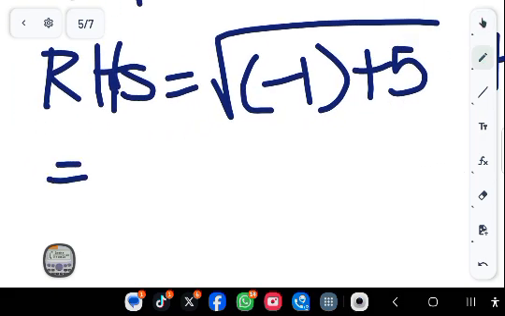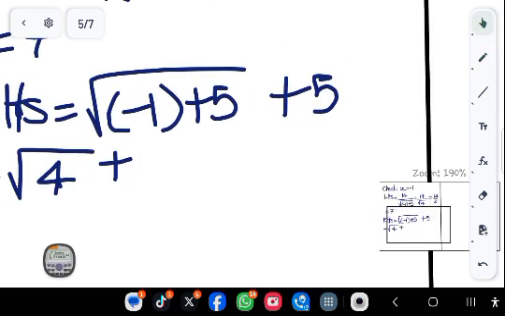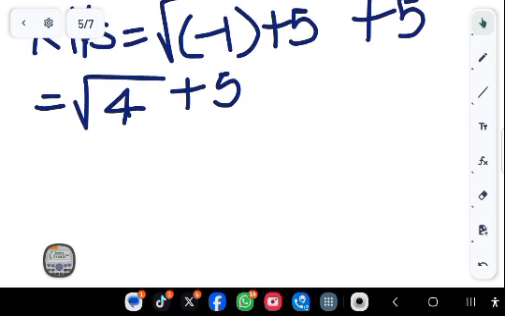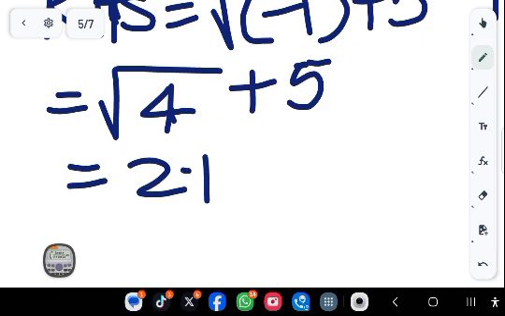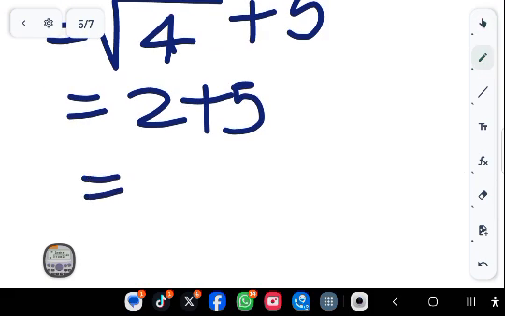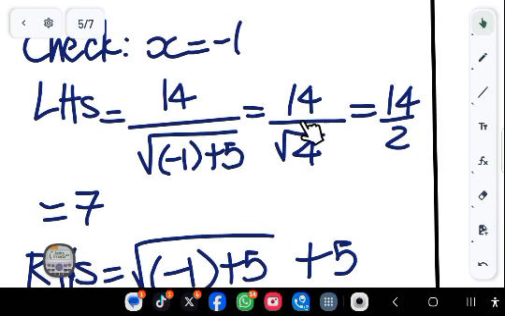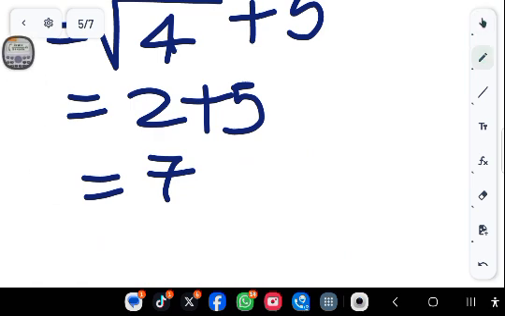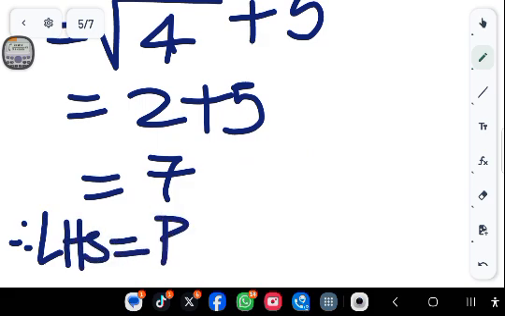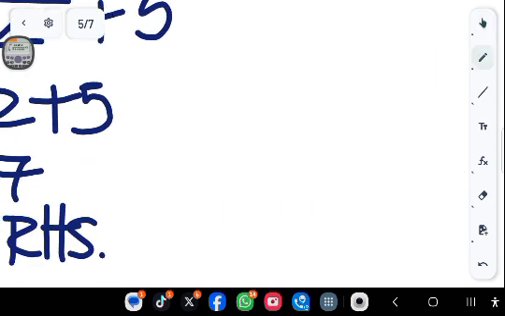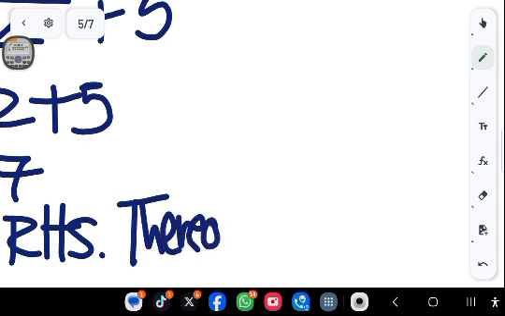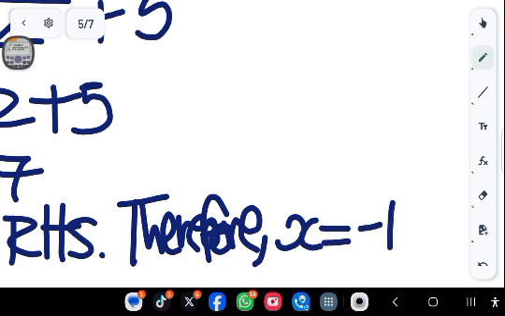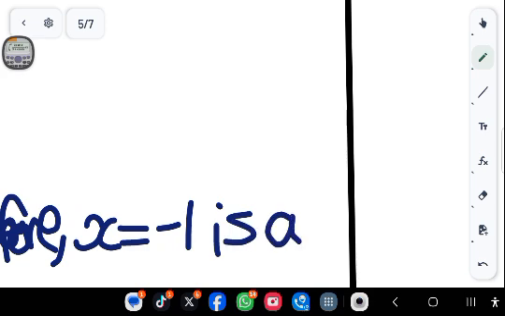So that is equal to square root of negative 1 plus 5, that is 4, square root of 4 plus 5. Square root of 4 is 2, plus 5, and 2 plus 5 equals 7. Now notice that the left hand side is equal to the right hand side. Therefore, x equals negative 1 is a solution. This one is a solution.